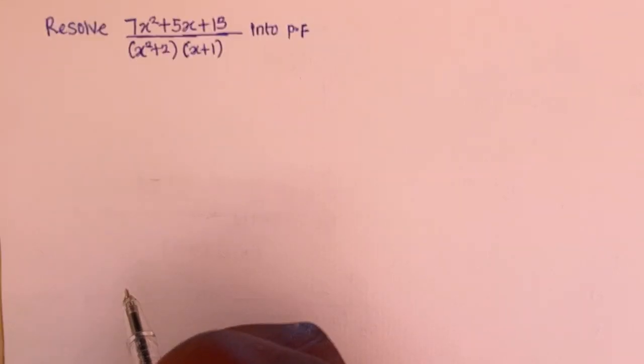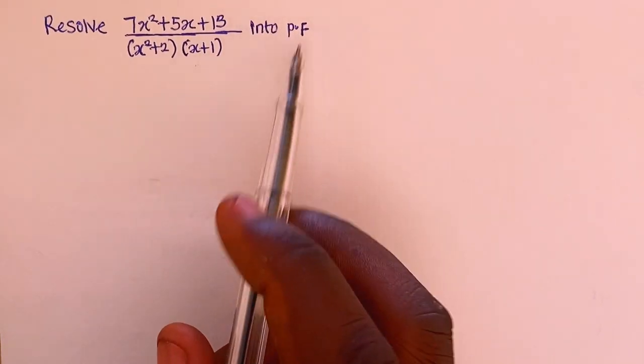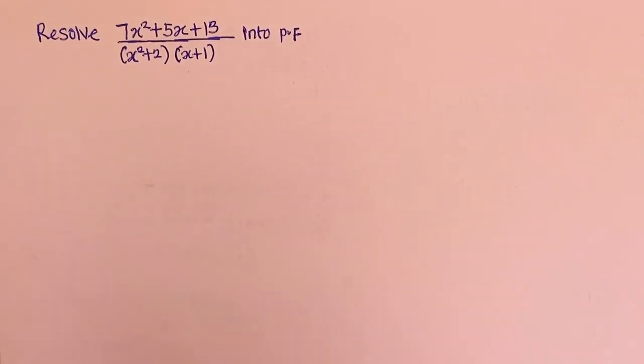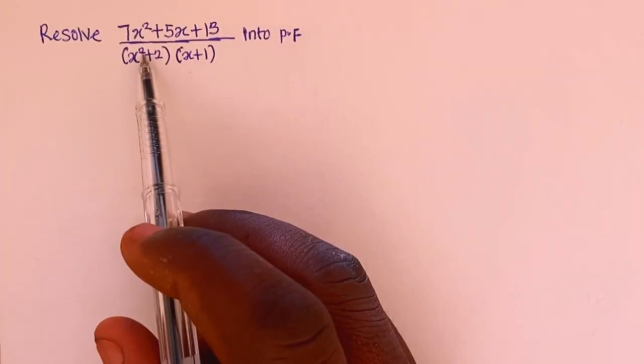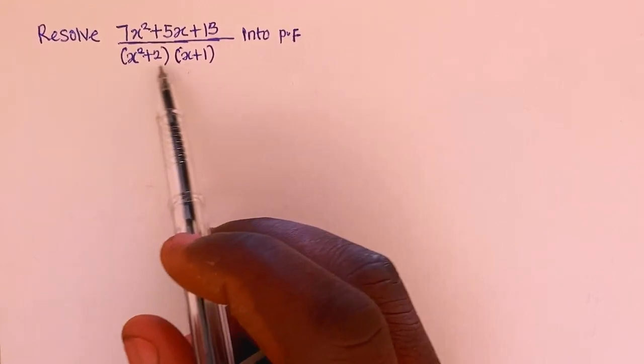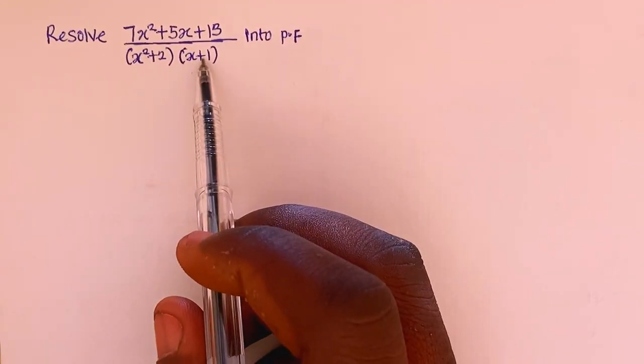Welcome to mathematics class. Suppose you are asked to resolve this expression into partial fractions. Now, what you will notice here is that the power of x here is raised to the power of 2 and this is raised to the power of 1. It shows that the factors we have here are a non-linear factor and also a linear factor.